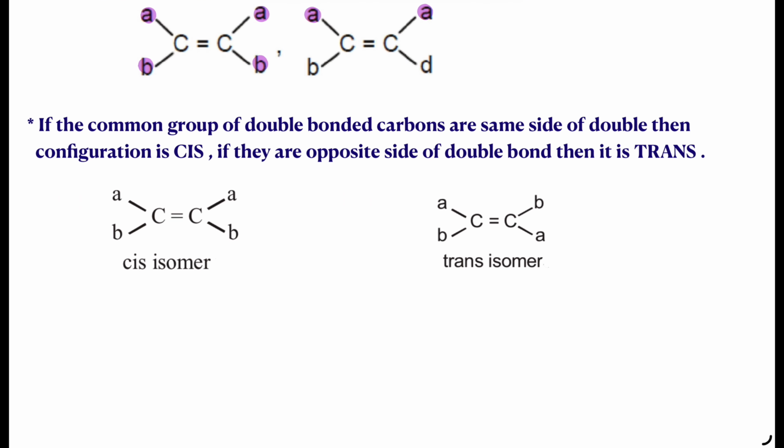And cis isomer and trans isomer: if the common groups are on the same side of the double bond, here common groups are on the same side of the double bond, therefore it is said to be a cis isomer. If common groups are on opposite sides of the double bond, then it is a trans isomer. So cis-trans isomerism is particularly used whenever the two double bonded carbons have at least one common group. If the common groups of two double bonded carbons are on the same side, cis isomer; opposite side, trans isomer.